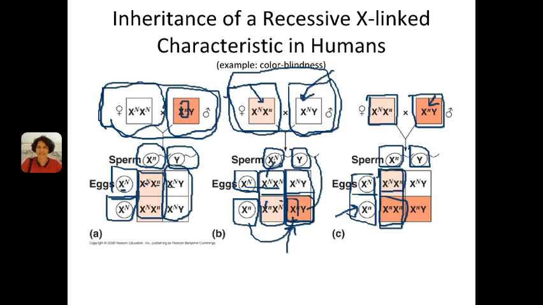And then finally, we've got the males. 50% of them are completely normal with respect to color blindness. So that's X capital N, Y. And the other 50% has color blindness because their one X chromosome is afflicted with the allele that codes for color blindness.